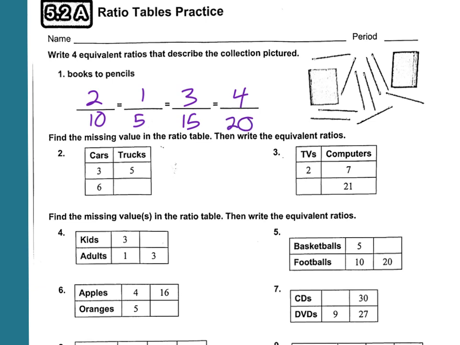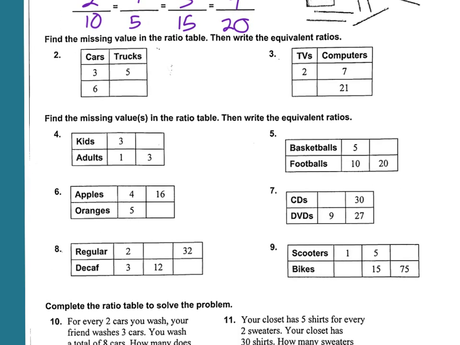There we go. Let's do number 2 now. Find the missing value in the ratio table, then write the equivalent ratios. Okay, so we have 3 to 5. First of all, is that simplified? Yes, so it's now our key to unlocking the rest of the ratio table, the other ones in here.